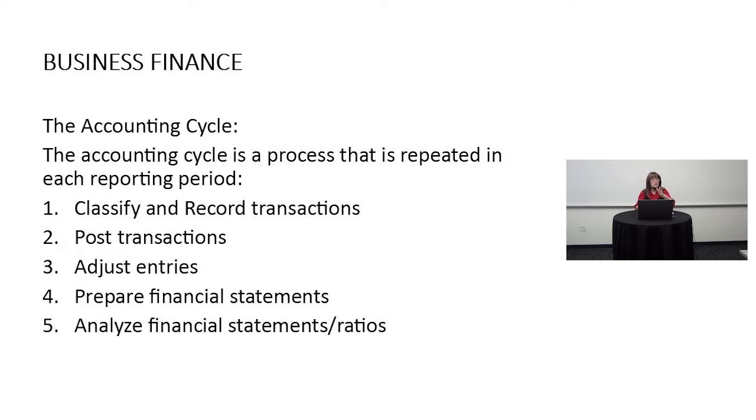Number 4, prepare financial statements. In the QuickBooks system that we used the last 10 years we were in business, you could push a button at any time and find your financial statement for a month, for a quarter, for a half year, for a year. You could easily get a financial statement. 5, analyze those financial statements with ratios. We'll talk a little bit more about that one later.